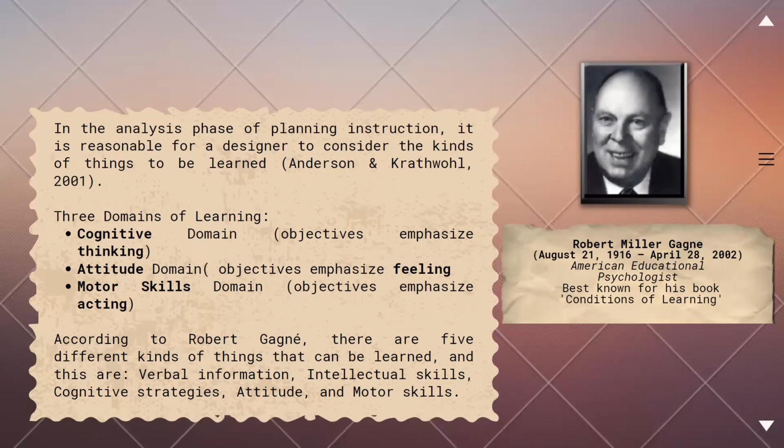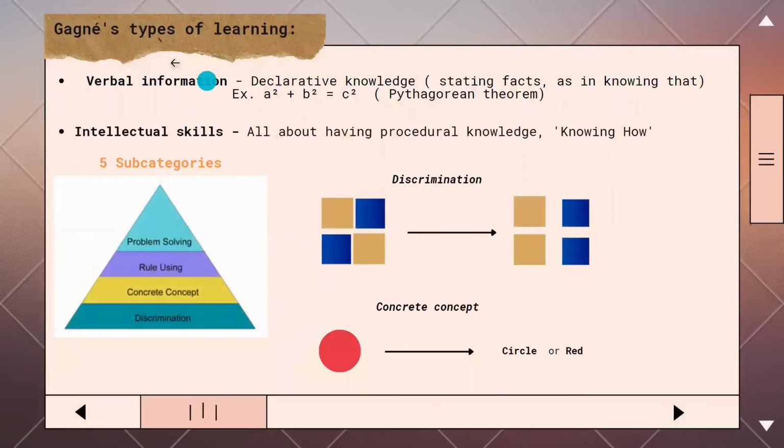Who is Robert Gagné? Robert Gagné is an American educational psychologist, best known for his book, The Conditions of Learning. So here are Gagné's types of learning. First is verbal information.